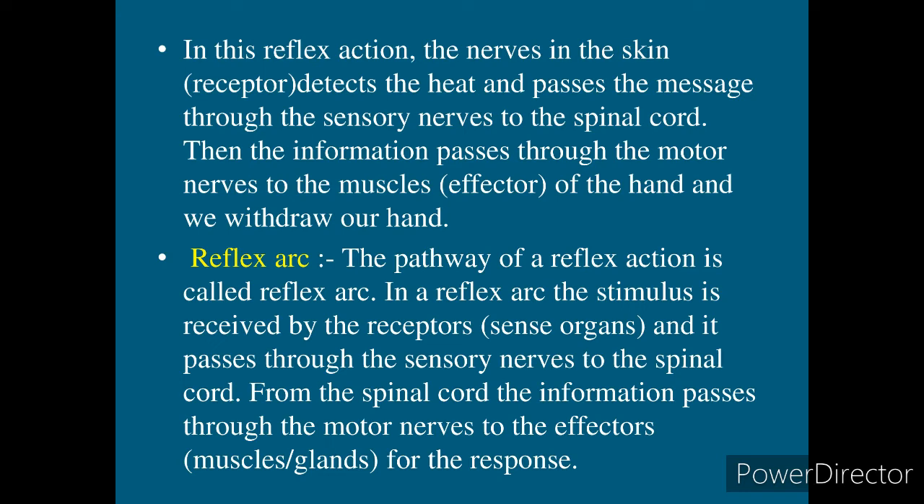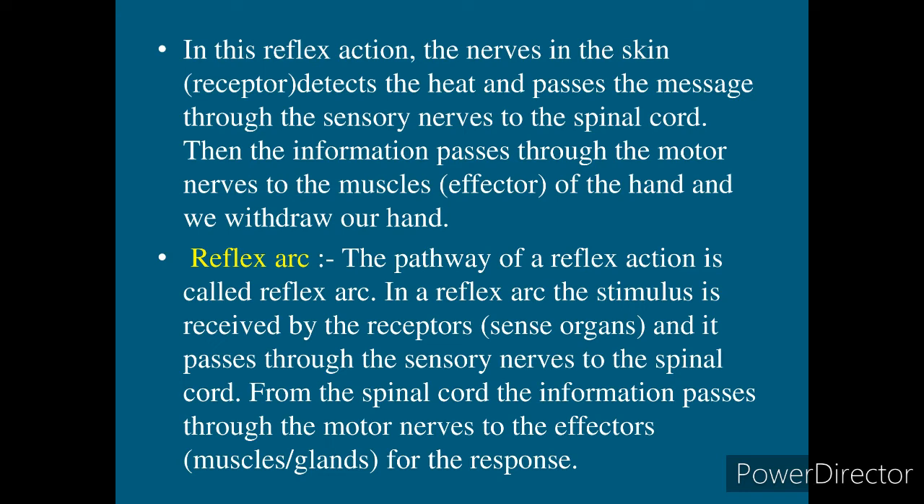So what is reflex action and how does it work? The skin's nerves, we call them receptors, receive the heat impulses or messages through sensory nerves and it reaches the spinal cord. From the spinal cord, the message is passed to the motor nerves and from the motor nerve to the muscles. It is called the effector. And then we withdraw the hand.